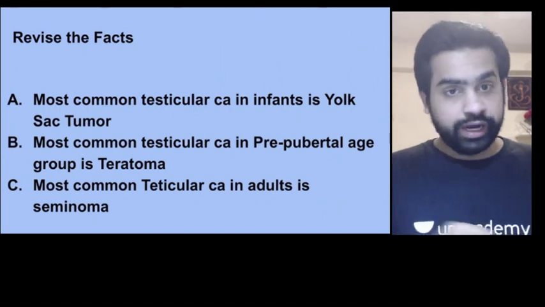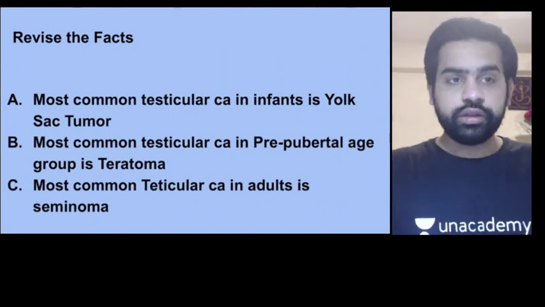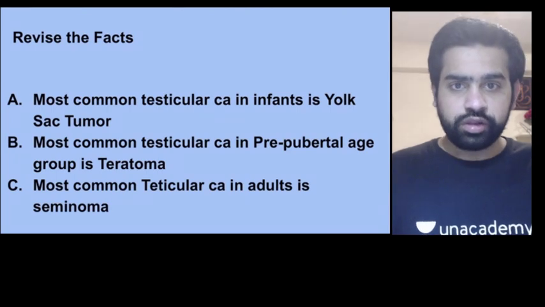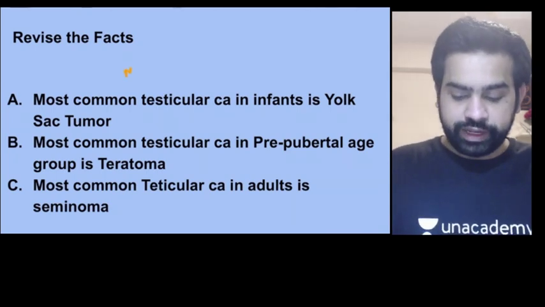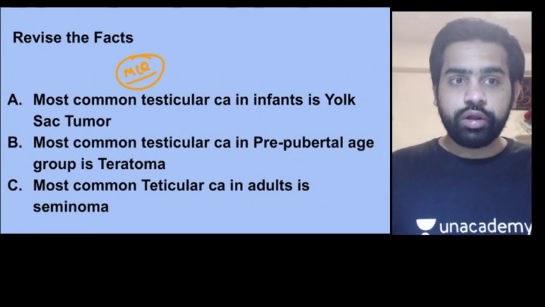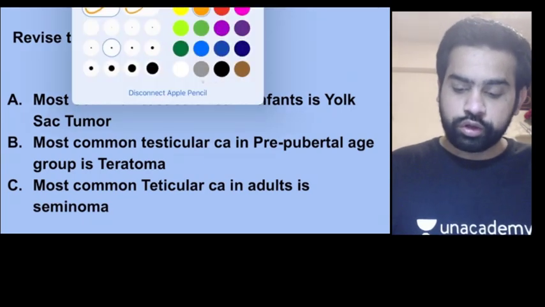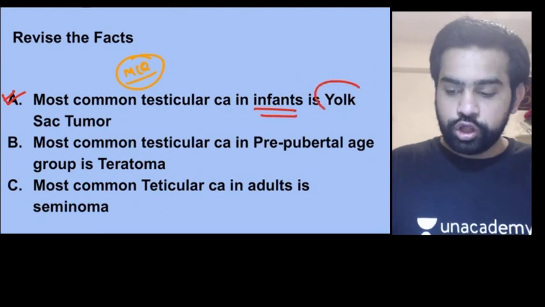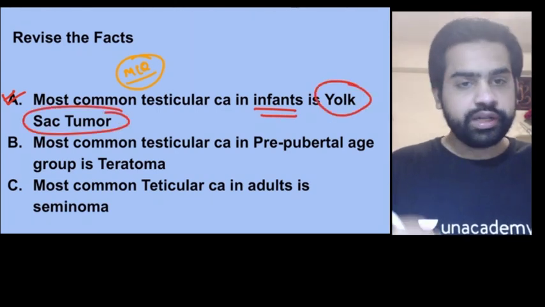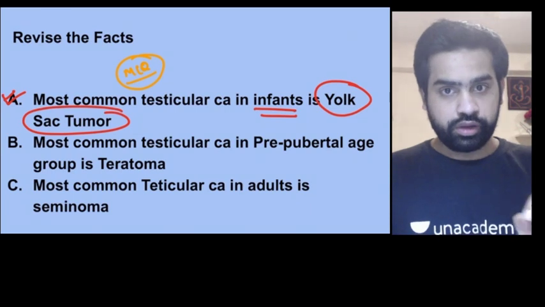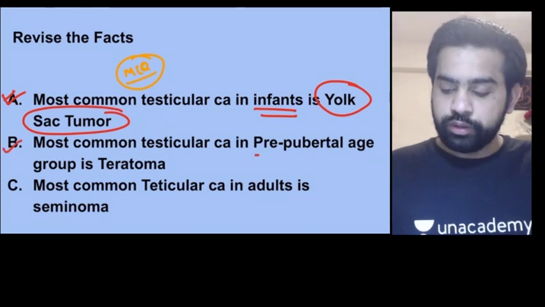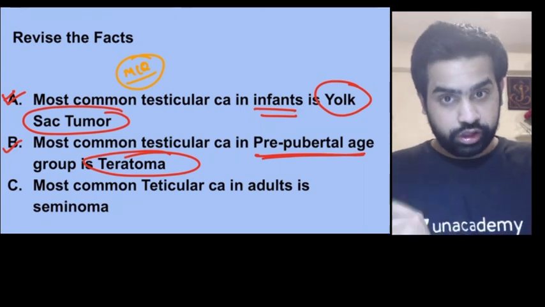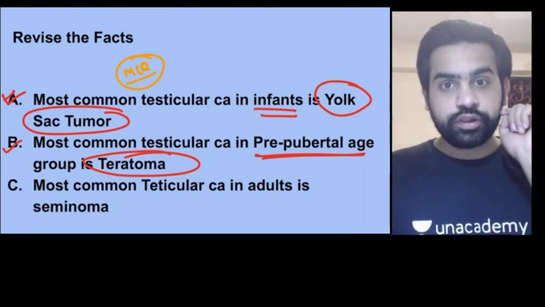Now, let us revise a couple more facts. What is the most common testicular carcinoma in infants? These are all one-liners. If I ask you the most common type of testicular carcinoma in infants, the answer is yolk sac tumor. The most common type of testicular carcinoma in the pre-pubertal age group is teratoma.